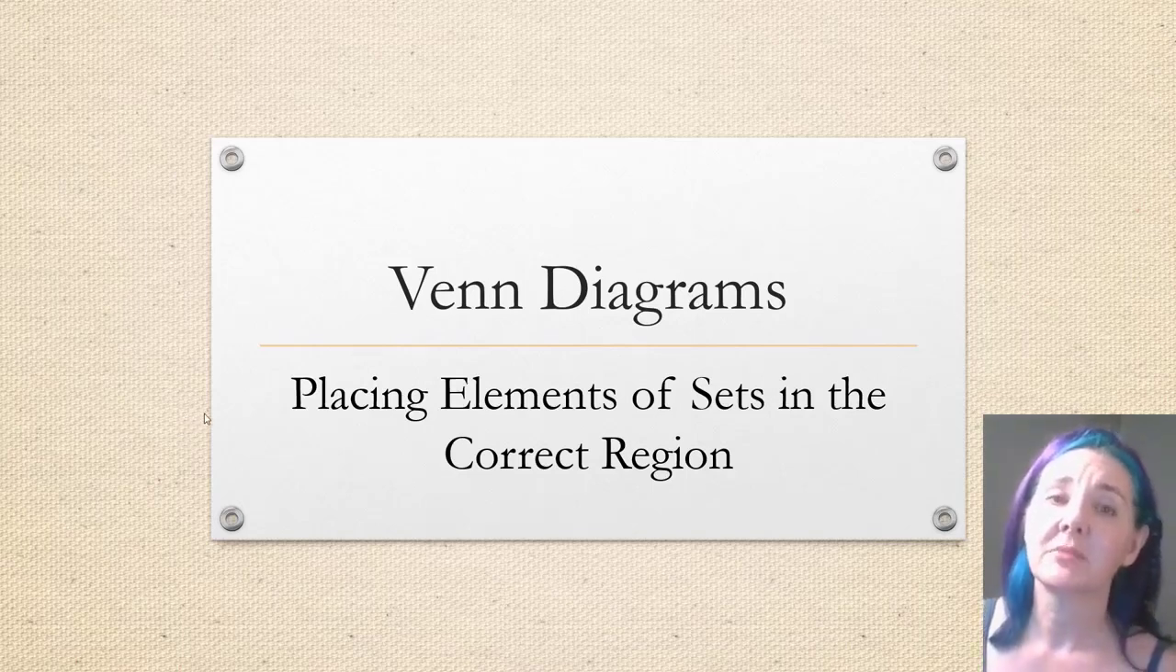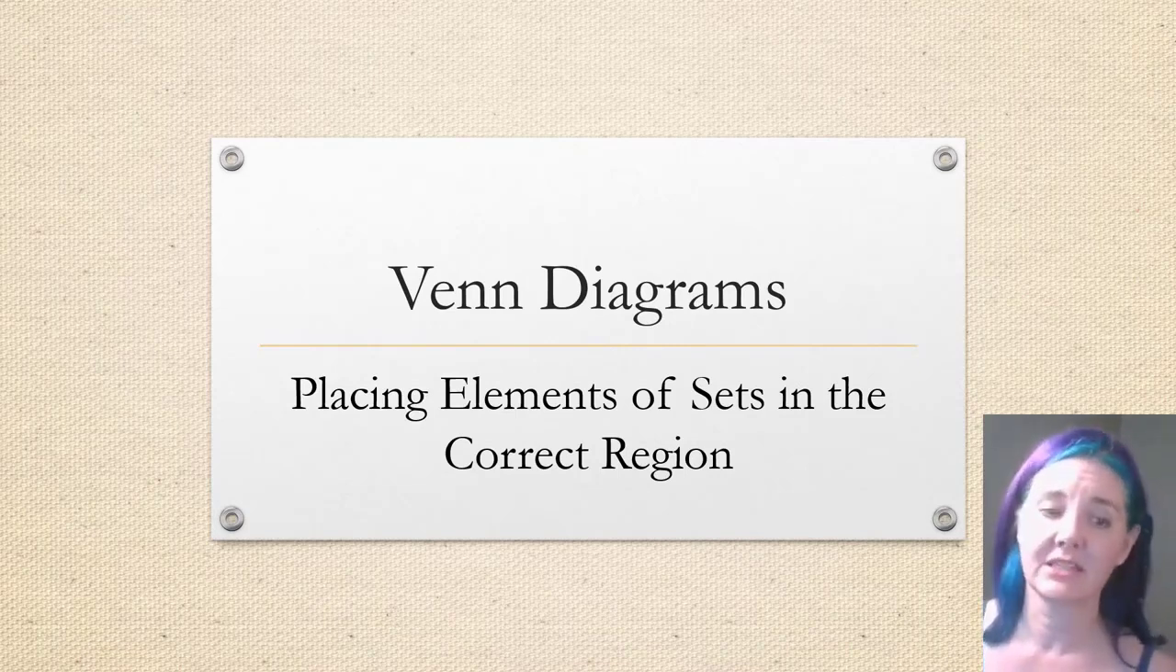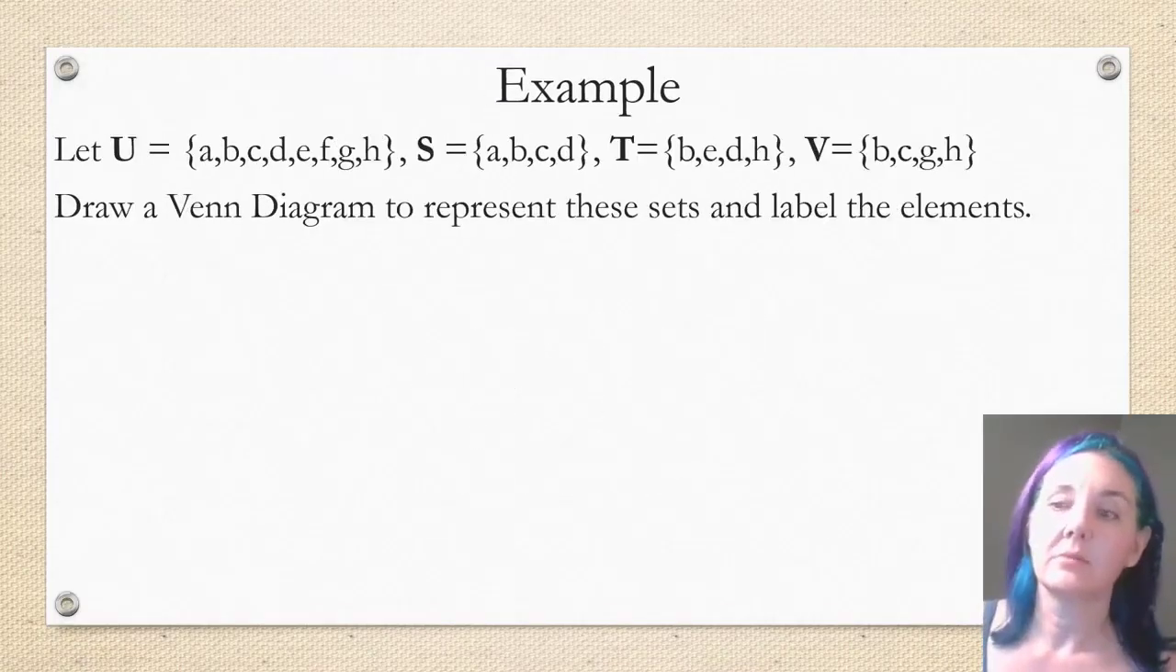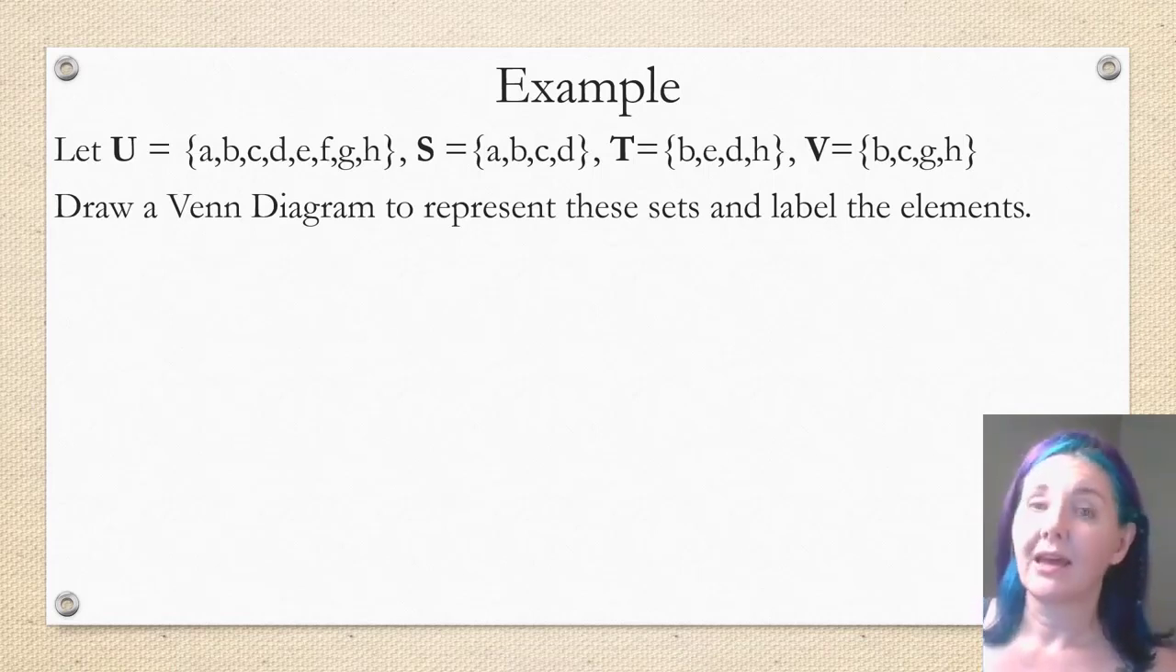In this video, we're going to talk about how to place elements of sets into the appropriate regions of Venn diagrams. This is an example of a Venn diagram of 3 sets. So in this case, the universal set U is all the letters from A through H. S is A, B, C, D. T is B, E, D, H, and V is B, C, G, H.